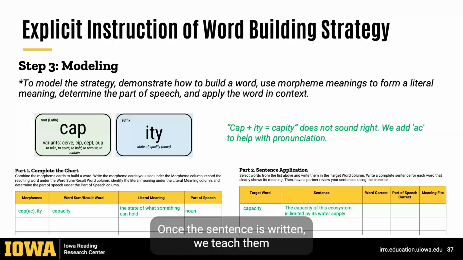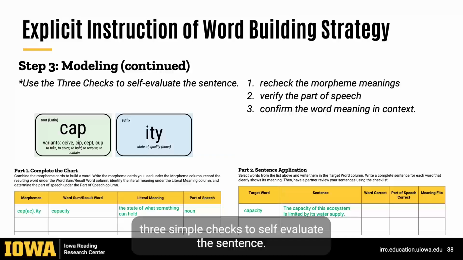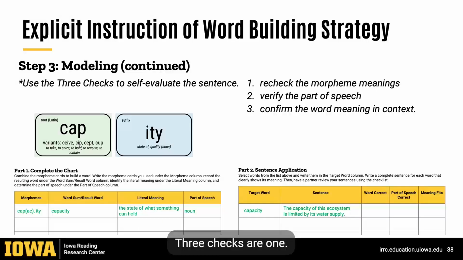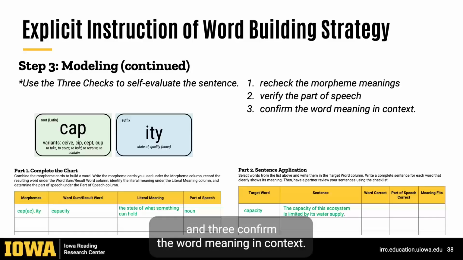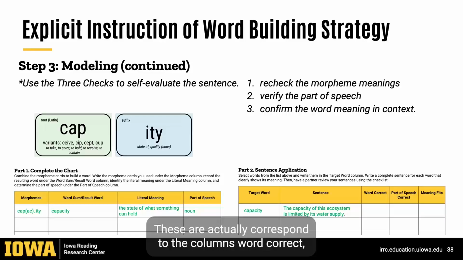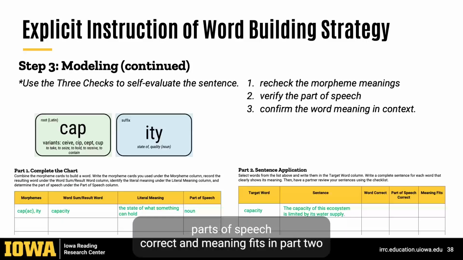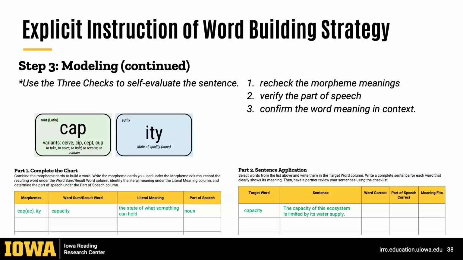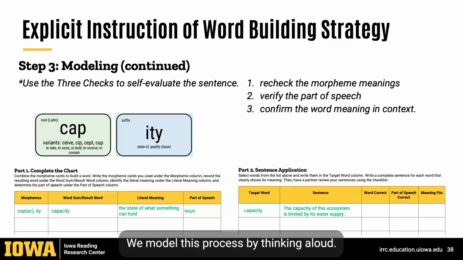Once the sentence is written, we teach them 3 simple checks to self-evaluate the sentence. The 3 checks are 1, recheck the morpheme meanings, 2, verify the parts of speech, and 3, confirm the word meaning in context. These directly correspond to the columns word correct, parts of speech correct, and meaning fits in part 2. To show students how this works, we model the process by thinking aloud.